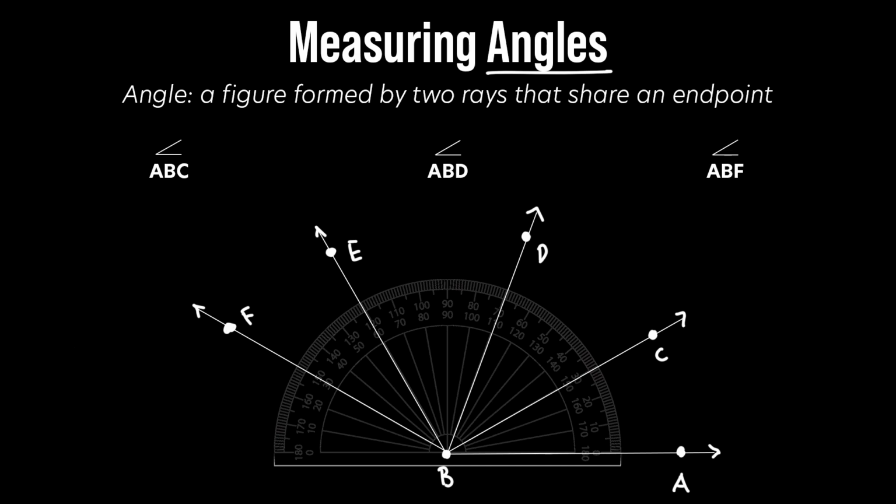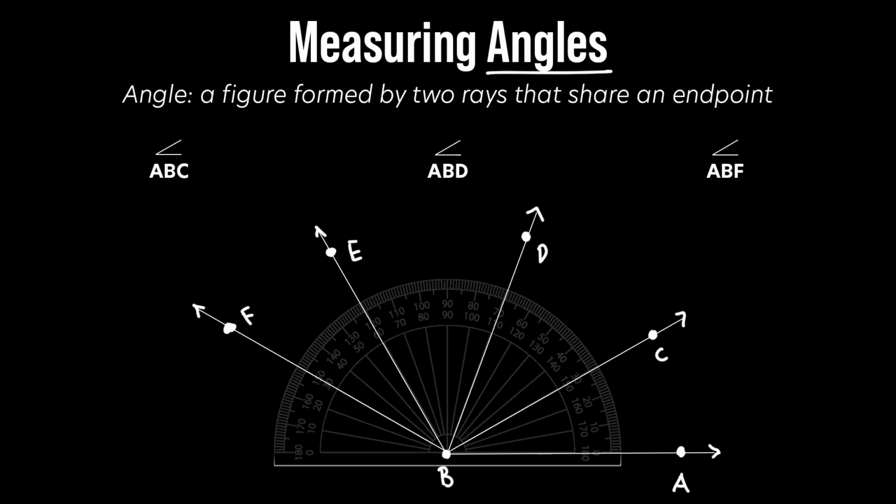So here we have a protractor, and the protractor shows 180 degrees total. As you can see, the ray BA here is at 0 degrees, and we have 4 other rays that are at varying degrees. Now we have 3 example problems that we want to find the angle of. How do you do that?